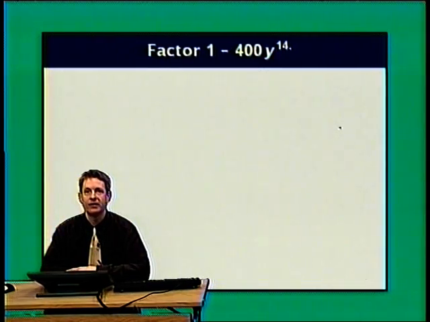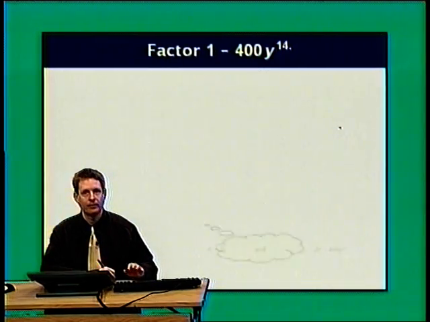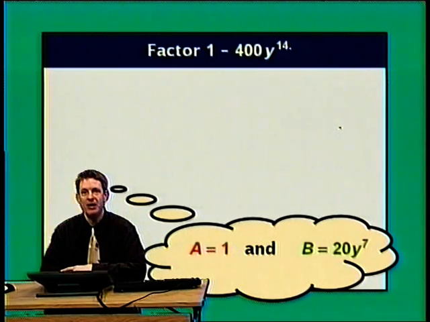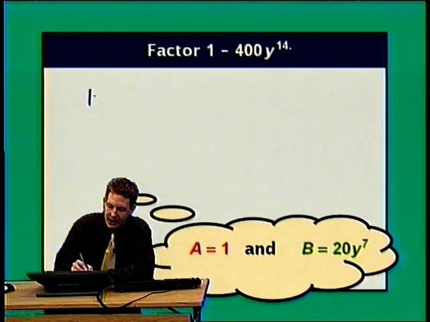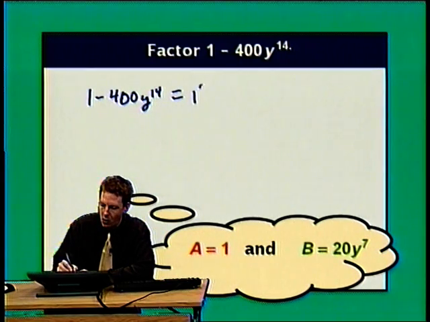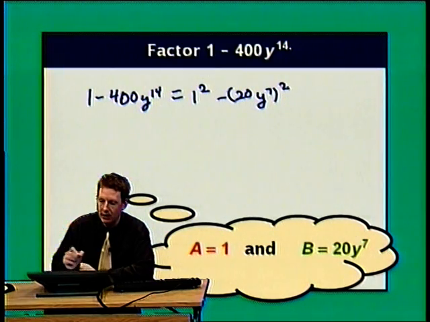How about 1 minus 400y to the 14th? Well, if a squared is going to be 1, clearly a needs to be 1. If b squared is going to be 400y to the 14th, to get the coefficient of 400, the coefficient on b needs to be 20, and to get y to the 14th, the exponent on y in b needs to be 7. So I can rewrite my given binomial, 1 minus 400y to the 14th, as 1 squared minus the quantity 20y to the 7th squared.